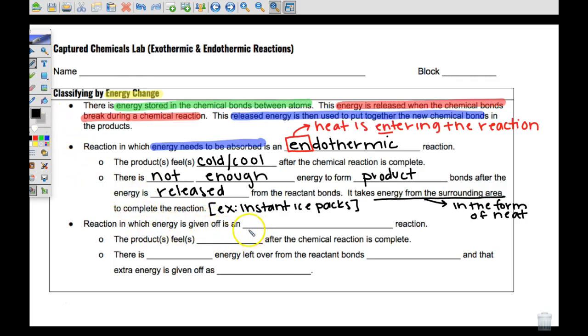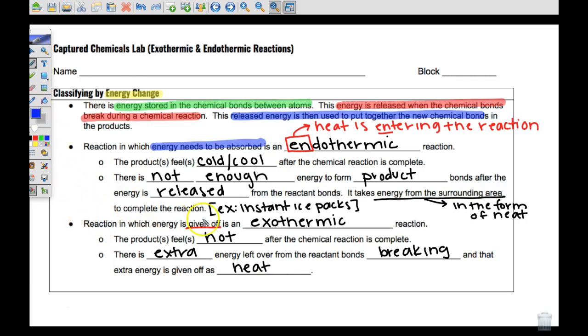The second type of reaction is called an exothermic reaction. And that's a reaction in which energy is given off. So in an exothermic reaction, the products will feel hot to the touch after the reaction is complete. This is because there is extra energy left over from the reactant bonds breaking, and that extra energy is given off as heat.